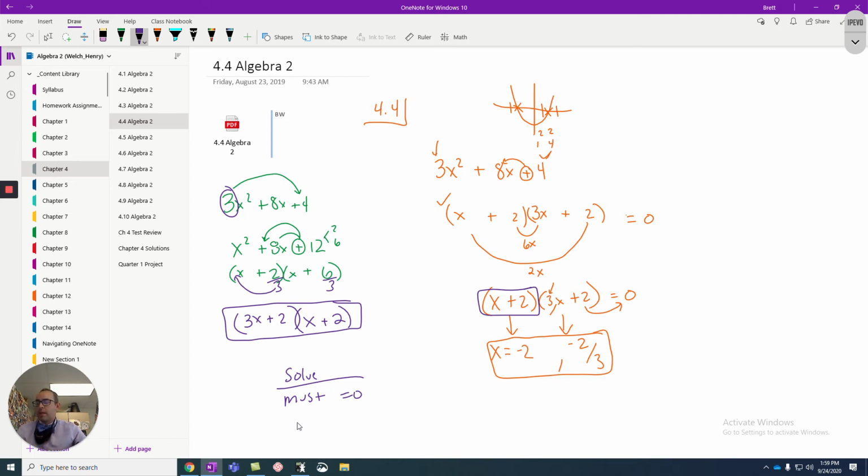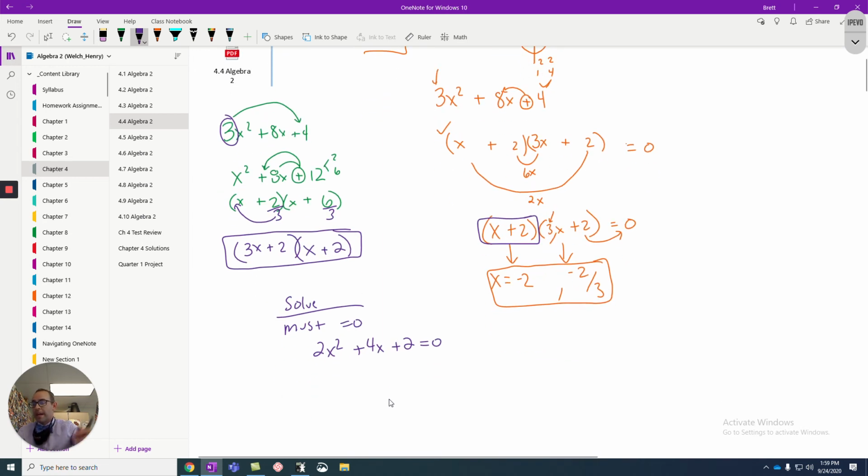Occasionally, not very often, you're going to find problems that aren't really ready to be factored this way. Let me give you an example. Let's say I had 2x squared plus 4x plus 2 equals 0. You might notice that all of these numbers divide by 2. If I can divide everything in a problem by a set number, that's a great option for me. So I'm going to divide by 2. When I divide this by 2, it's going to become x squared plus 2x plus 1 equals 0. And now it's ready to factor.